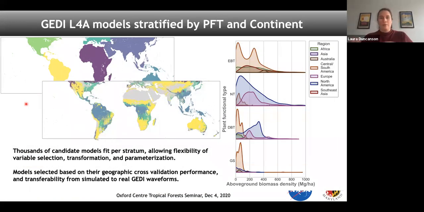So then we take that database and we fit these empirical models. And we do this in a really data-driven way. This is work co-led by myself, Jim Kellner at Brown University, and John Armston at the University of Maryland. So we fit these.